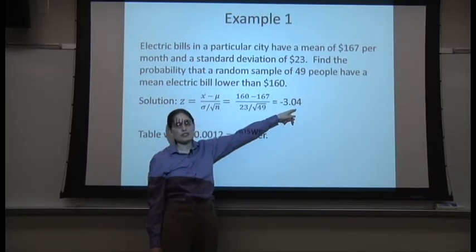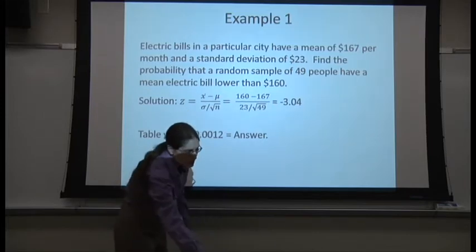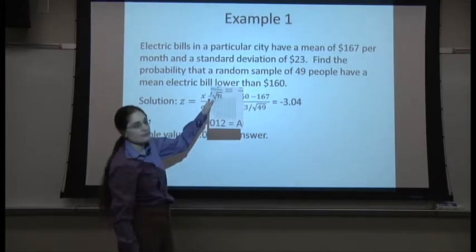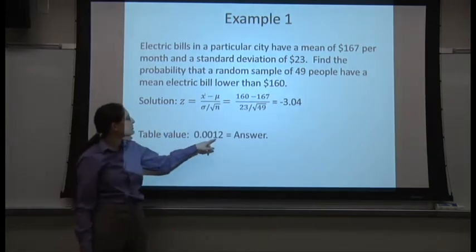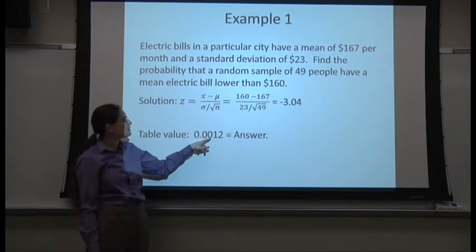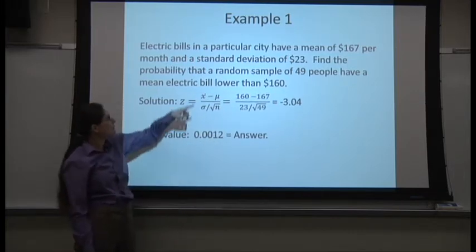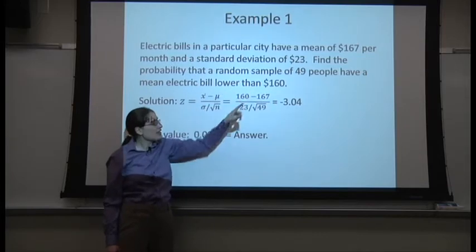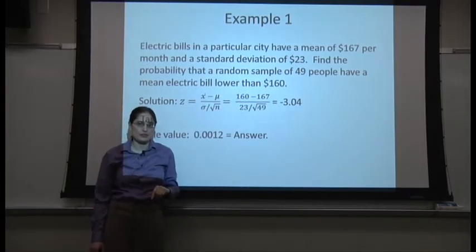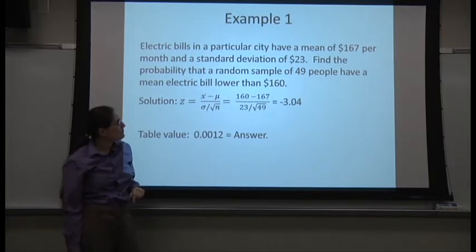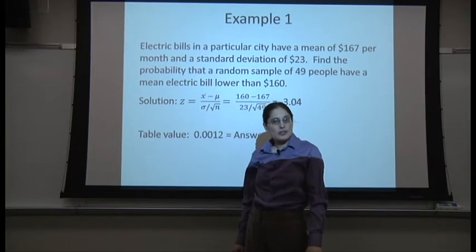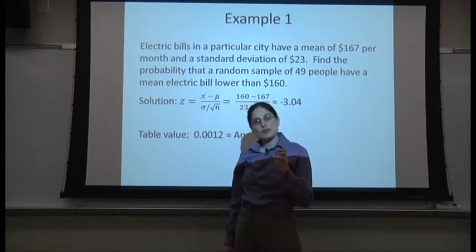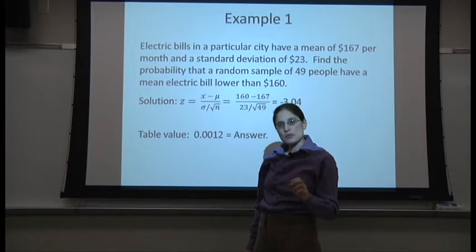Once you have your Z value, you need to look it up on the table. And negative 3.04 corresponds to a table value of 0.0012. Because the problem said less than, the table value is your final answer. So, 160, 167, not very far apart. But for a random sample of 49 people, the sample mean should be very close to the population mean.